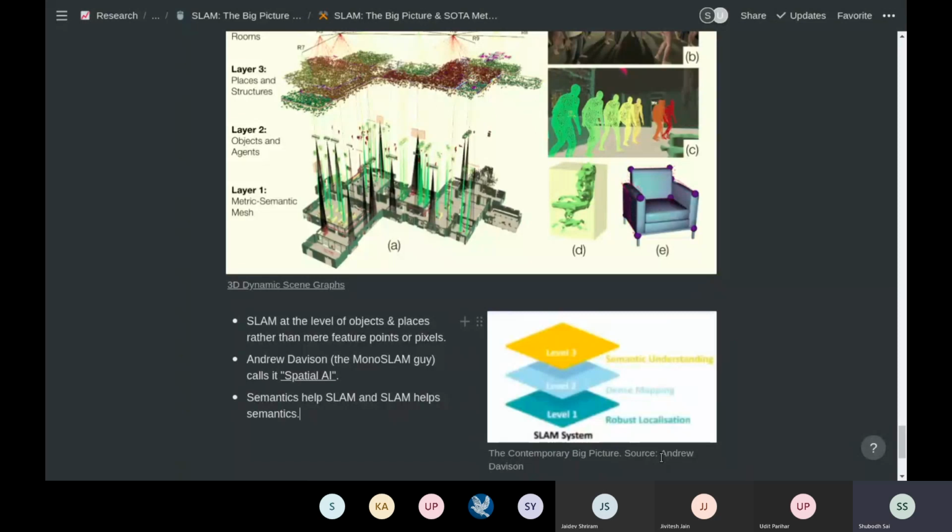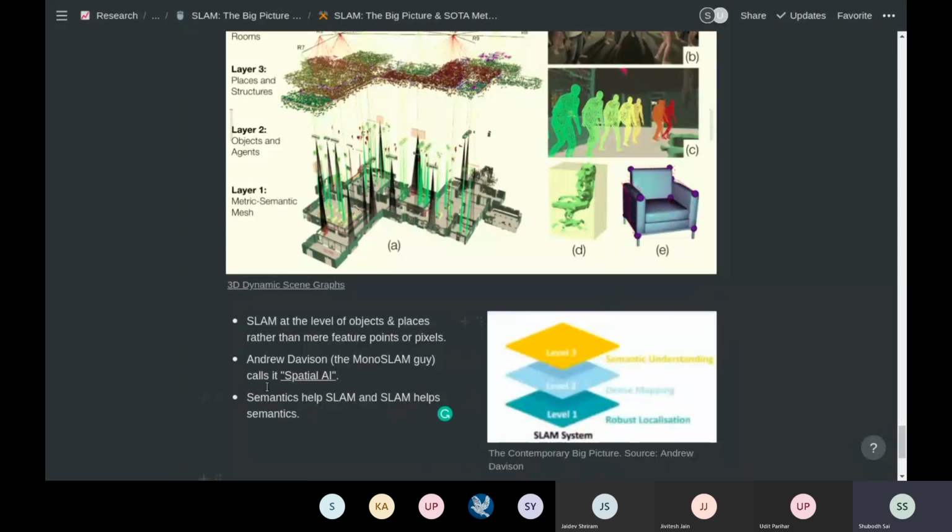So he said the deep learning revolution in speech recognition took off in 2011. In vision, it was in 2013. In NLP, it was in 2015, and in robotics, it is now, as in 2019, 2020. So yeah, there's a lot of promise of these applications in SLAM.